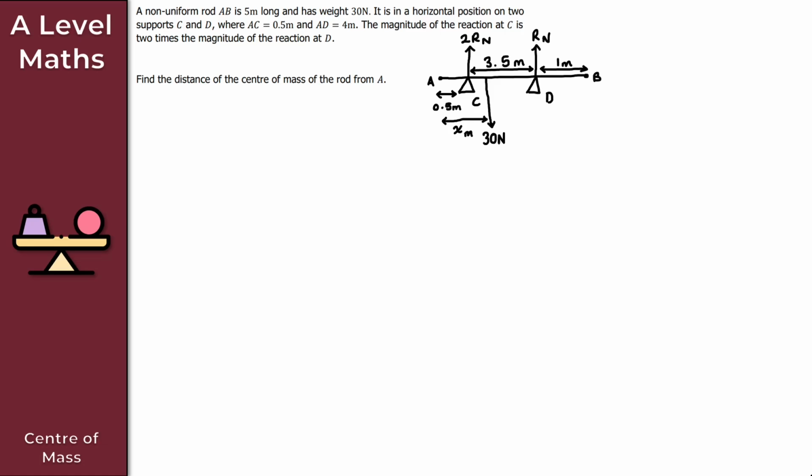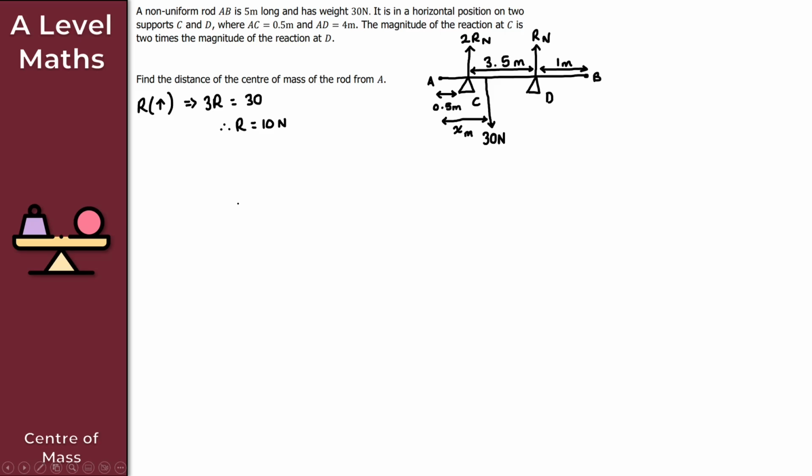To get us started, let's begin by resolving vertically. Forces acting upwards are equal to forces acting downwards. For my forces acting upwards, we've got 2R plus R, so that would give us 3R. That will be equal to forces acting downwards, which is just this one force of 30. So we get 3R equals 30. If we want R, just divide both sides by 3. We find that R is equal to 10 newtons. So a good starting point, we find the value of R.